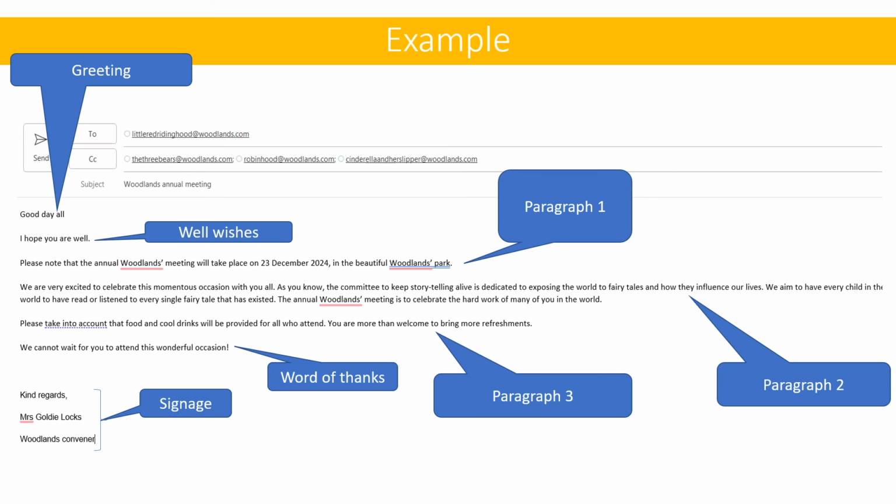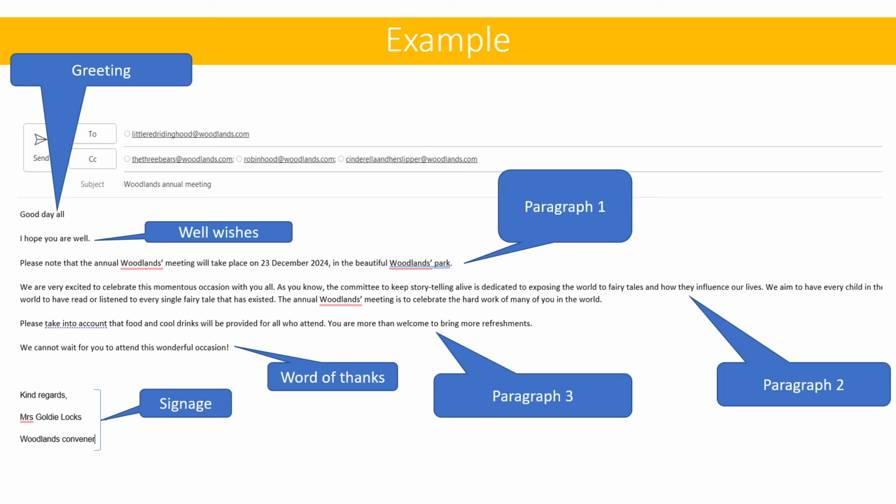Now let's have a look at an example. So this email is addressed to Little Red Riding Hood at woodlands.com. I have CC'd the 3 little bears as well as Robin Hood and Cinderella and her slipper because I want these people to know everything that is in the email. Then the subject over here is the Woodlands annual meeting. So I start off with the greeting, good day all. I hope you are well, the well wishes. And then I start off with my paragraph 1.